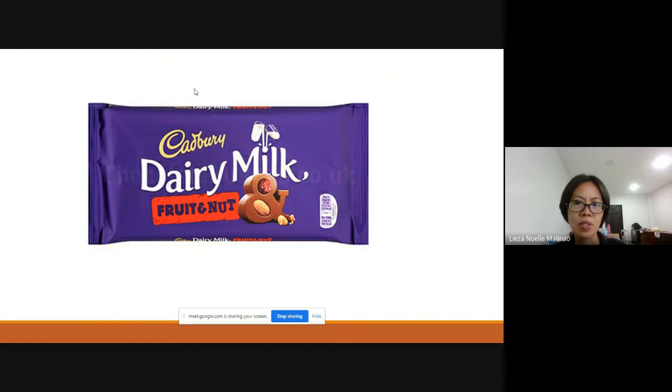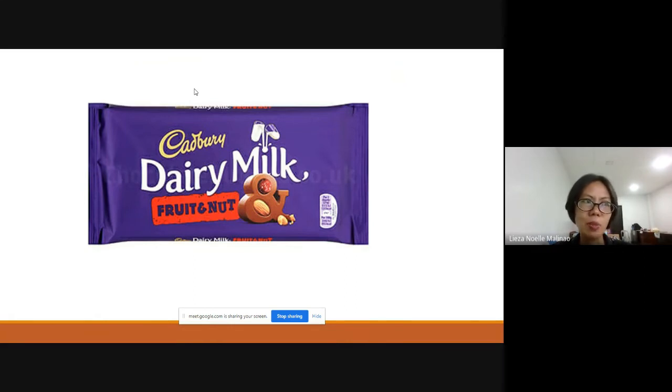There is good contrast in this design again because the dairy milk there, which is the most important information here in this product, is set against a dark background. In order for this dairy milk to stand out, the color of the dairy milk is in white so that it can stand out against a dark background. And the not so important information like the fruit and nut, look at that, the contrast is low.